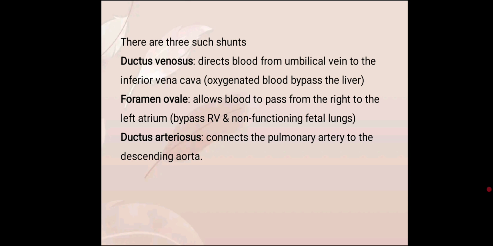The ductus venosus is located between the umbilical vein and the inferior vena cava to bypass the liver. The foramen ovale is in the heart between the right and left atrium to bypass the right ventricle, and so will bypass the fetal lungs, which are not functioning intrauterine. The third shunt is the ductus arteriosus, which connects the pulmonary artery to the descending aorta. The right ventricle will pump 10% of the cardiac output to the pulmonary circulation, which is non-functioning. This 10% will be bypassed by the ductus arteriosus.